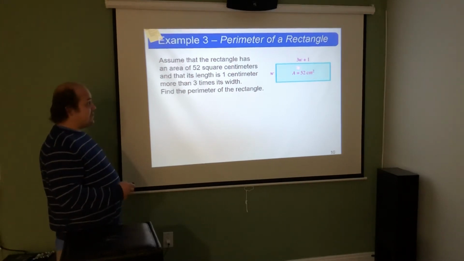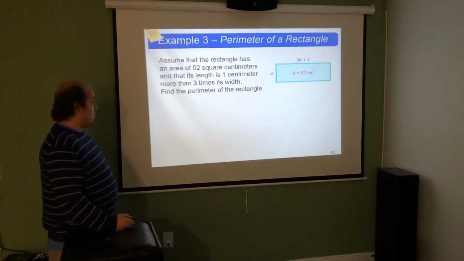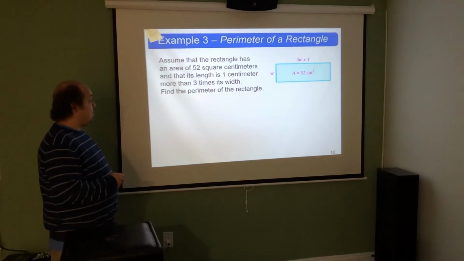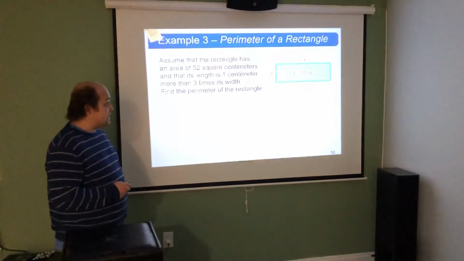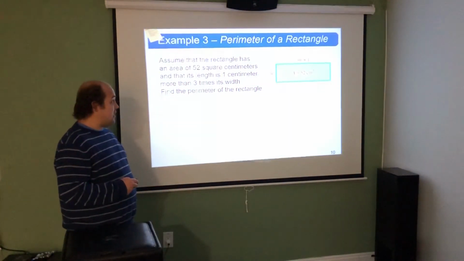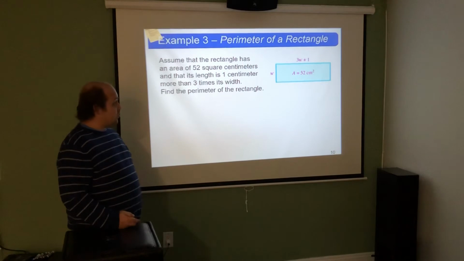What that really means is this width, or however long it is in this direction, times this length, or however long it is in this direction, must equal 52 total. So if we're further told that its length is 1 centimeter more than 3 times its width, what we can set up, if we set the width equal to W for width, then the length must be 3 times that W plus 1 centimeter more, or 3W plus 1.